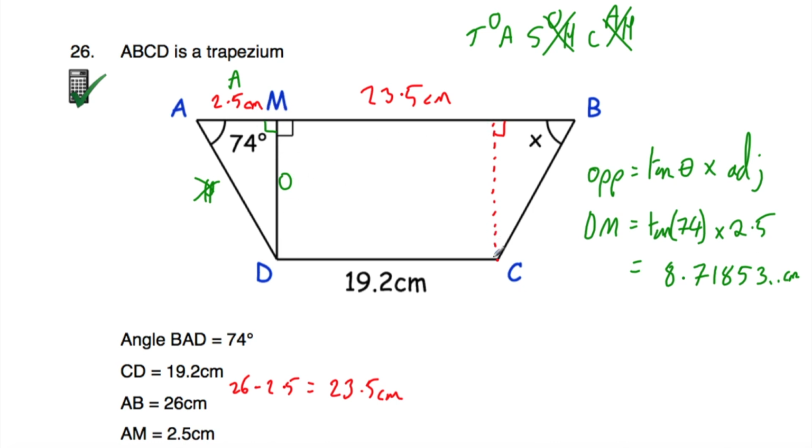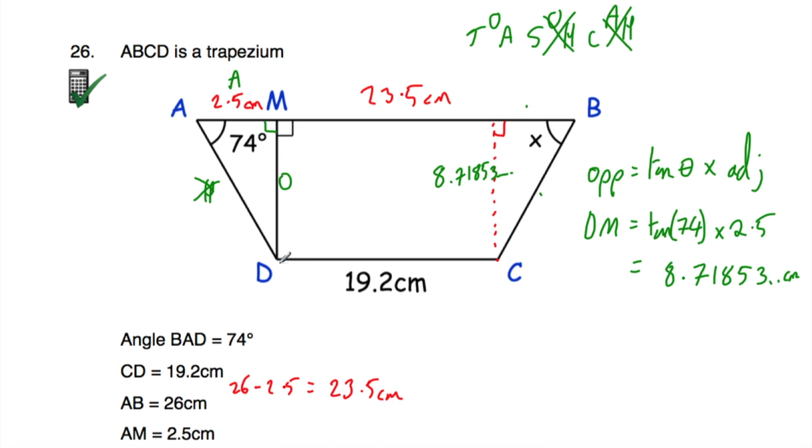So that means that the length from C up to the line must be the same. So that is equal to 8.71853 and so on. So that's that distance there. So we want to find another side of this right angle triangle. So if we were able to work out either that distance or that distance, we'll be able to use trigonometry to find the size of that angle.